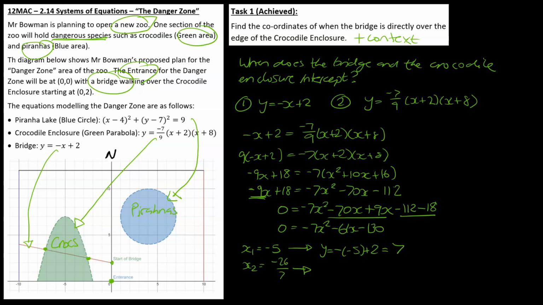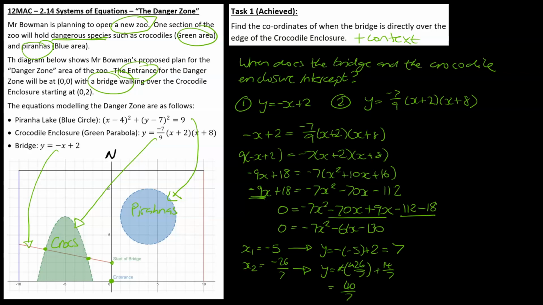The next one will be a bit trickier because of the fraction. y is going to be equal to negative 26 over 7 plus 2. I'm going to change that plus 2 to make sure it has a denominator of 7, so that's going to be 14 over 7 now. The two negative signs cancel each other out, leaving us 26 plus 14, which is 40, divided by 7. And that's the y value for the second point.